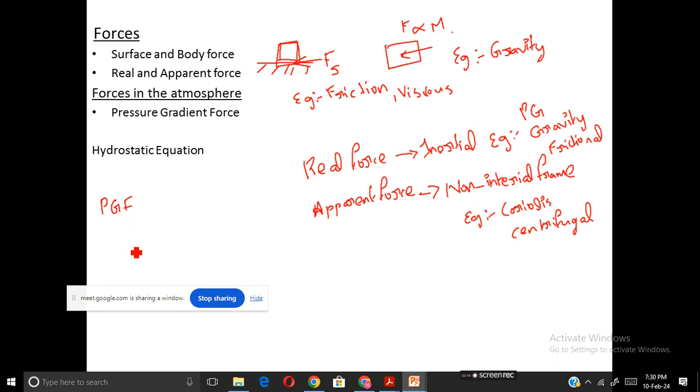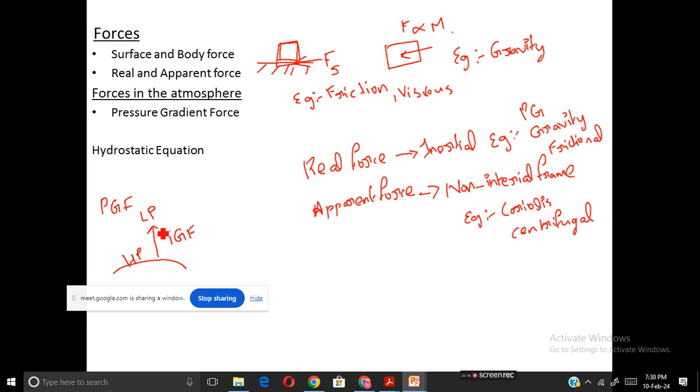Another important thing that you would have studied is the pressure gradient force. Pressure gradient force is the force acting if there is a pressure gradient. In the atmosphere, at the surface there is a high pressure, and as we go up there is a low pressure. So there is a tendency for the air parcels to move from high pressure to low pressure. This force, acting from high pressure to low pressure, is known as the pressure gradient force.